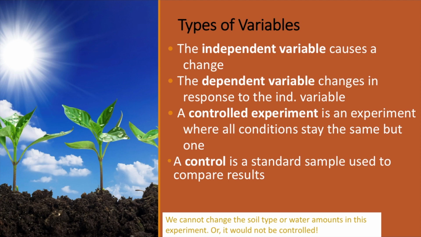A control is a standard sample used to compare the results. So we have something set up in a specific way, and that is our control. We don't change anything in the control. Then what we do in the other plants is change one thing and compare those plants together.